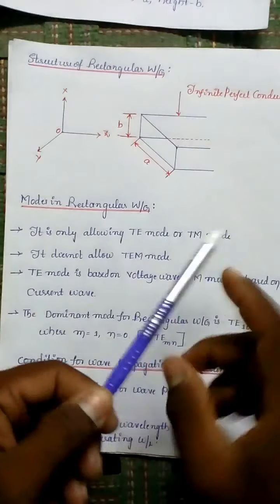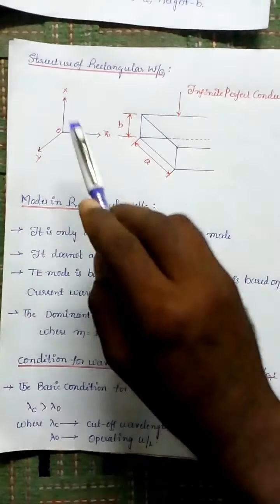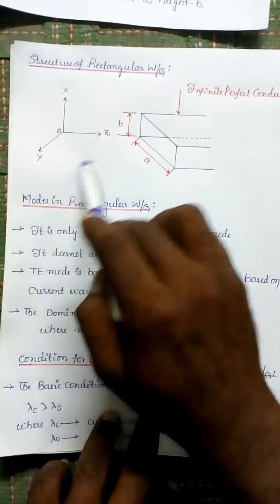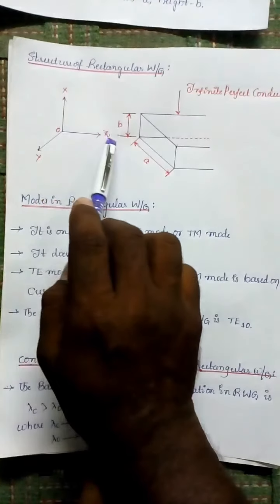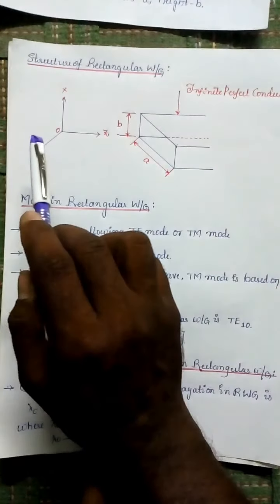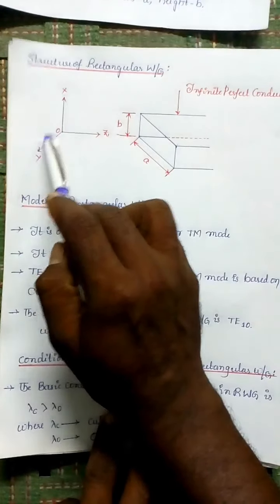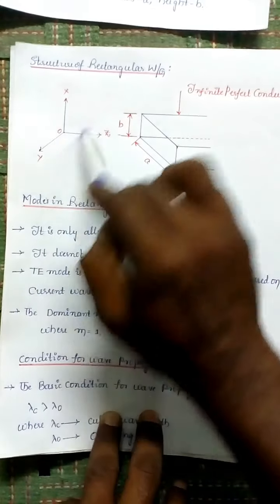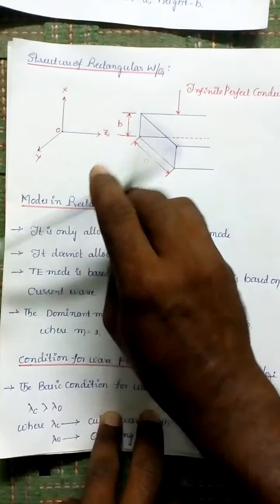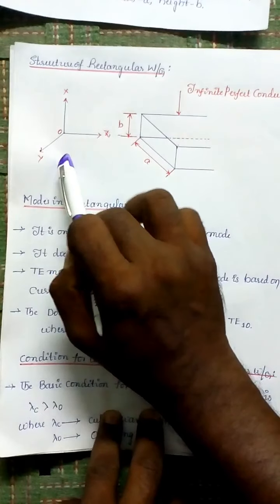In the rectangular waveguide, this is a three-dimensional axis system. This is considered the x-axis, this the z-axis, and this the y-axis. The three axes are perpendicular to each other, which means each angle is 90 degrees. That is a very important condition.